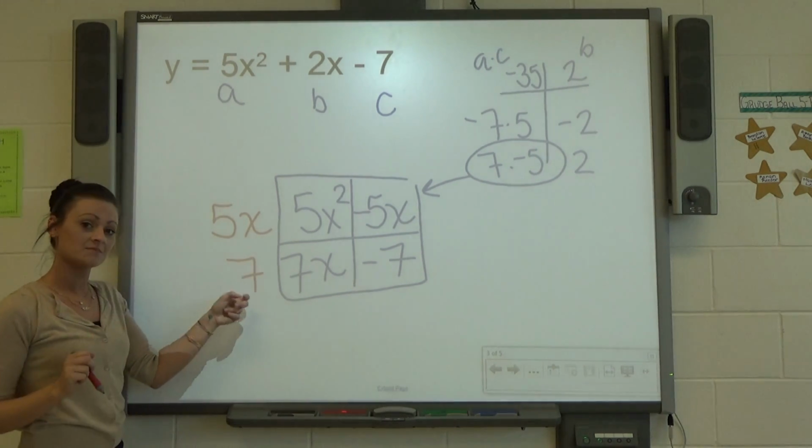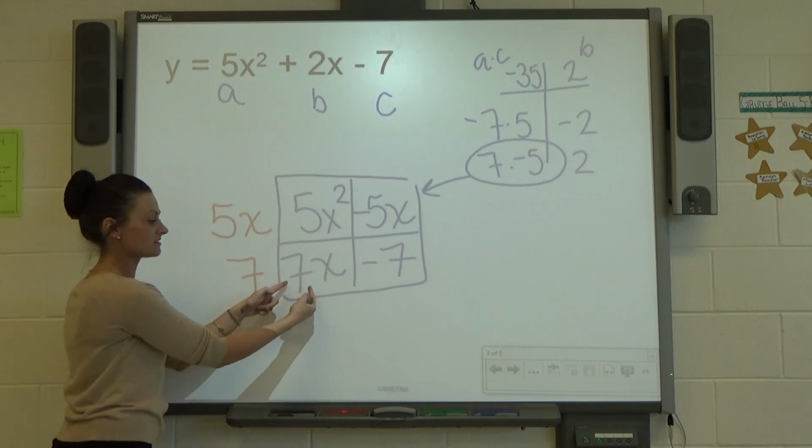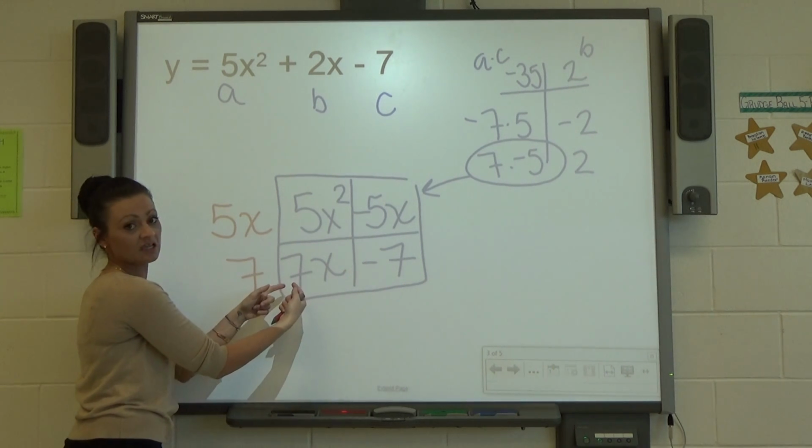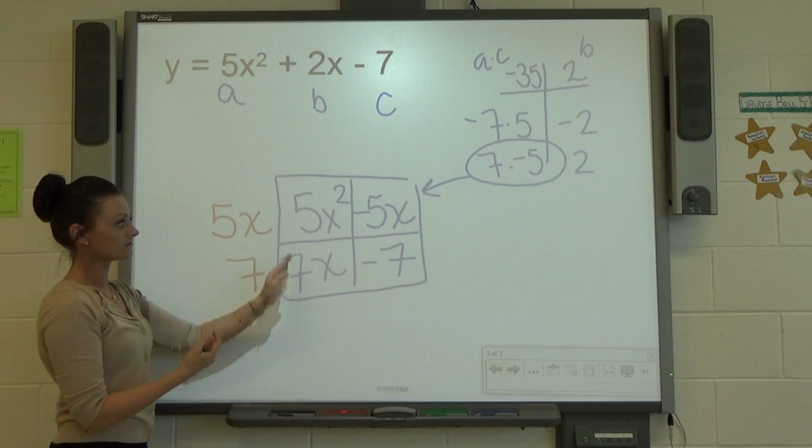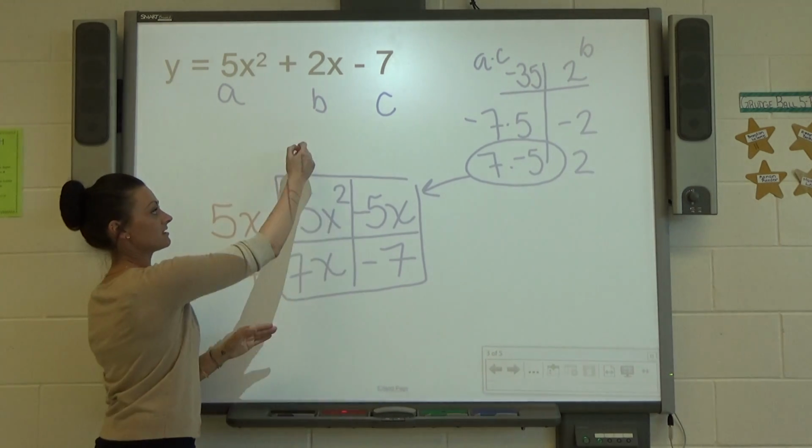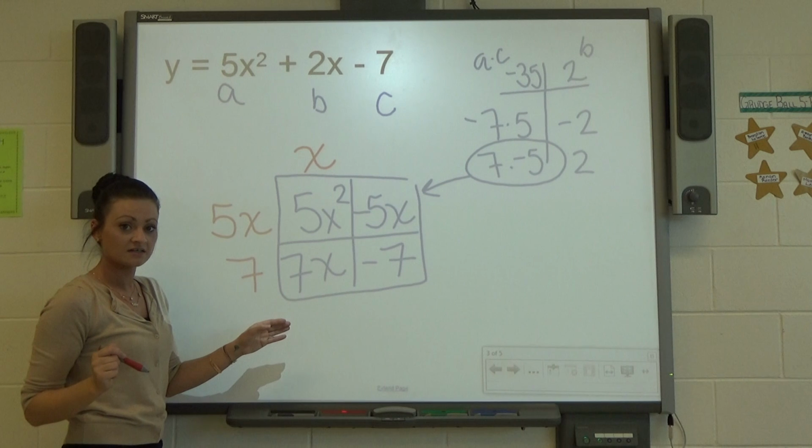Across this row, I can only take a 7 out of each of those. And again, I'm not going to make this one negative, because they both are not negative in this case. Straight down, coefficients don't have anything in common, but they both have an x that I could take out.